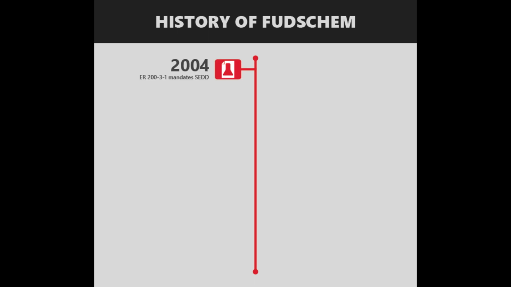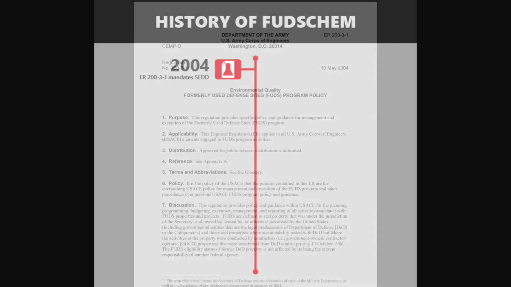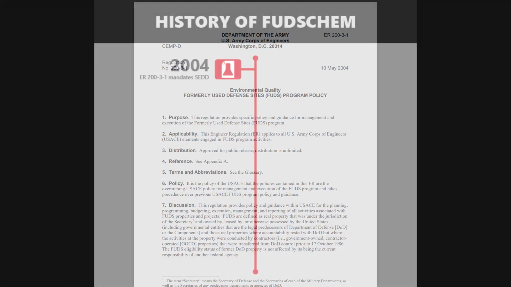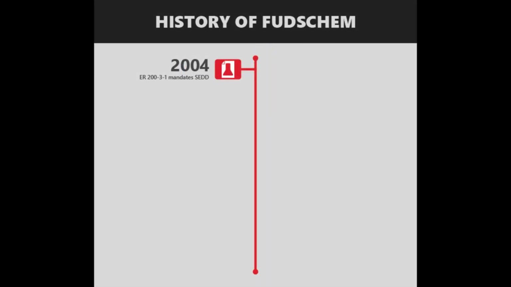In 2004, ER 200-3-1 mandated that laboratory data must be presented in validated SED deliverables, with data linked directly to locations, and records of validation criteria. Having this digital data would make it much more possible to interact with data and make use of it. However, data was still scattered across individual files and could easily fall between the cracks.